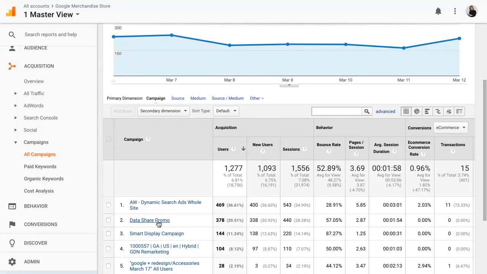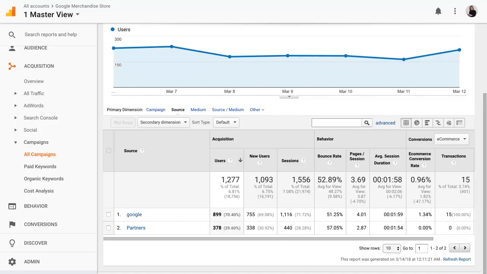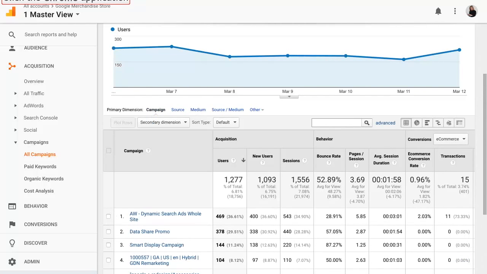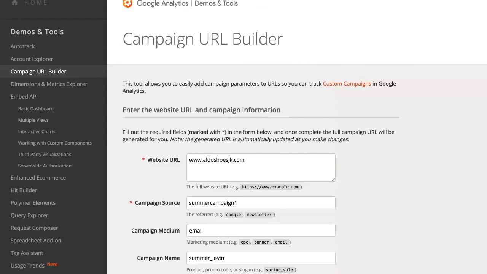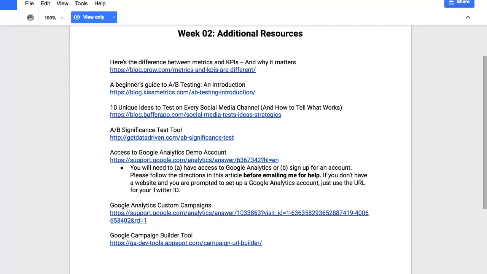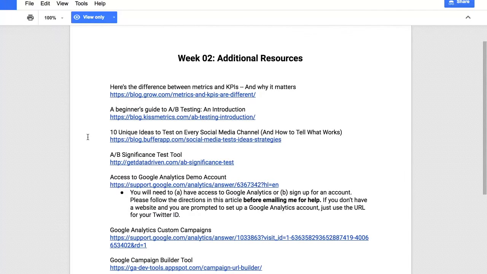And you could then track the results for the users, new users, sessions, bounce rates. And then you can go ahead and look down by source and by medium to understand, once again, where that traffic is coming from. So that's why these custom URLs are so important. There's going to be a link to this page, so you can all experiment with creating custom campaign URLs in the additional resources for today's lecture, which are all in the week 2 folder.